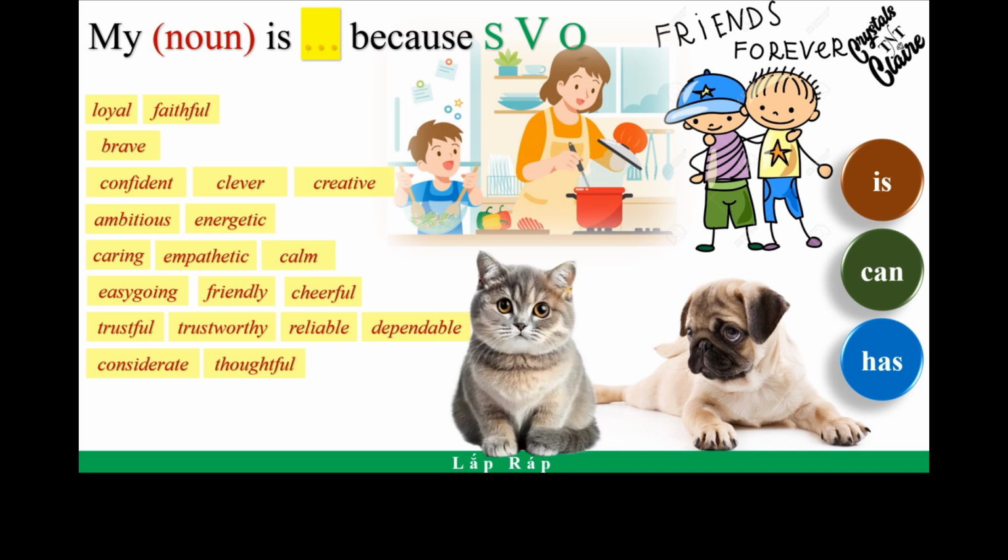Okay. In case you don't know the meaning of those vocabulary, just look here. Loyal, faithful, trung thành. Brave, dũng cảm. Confident, tự tin. Clever, thông minh. Creative, sáng tạo. Những người thông minh thường là những người sáng tạo, và những người tự tin thường là thông minh, clever.